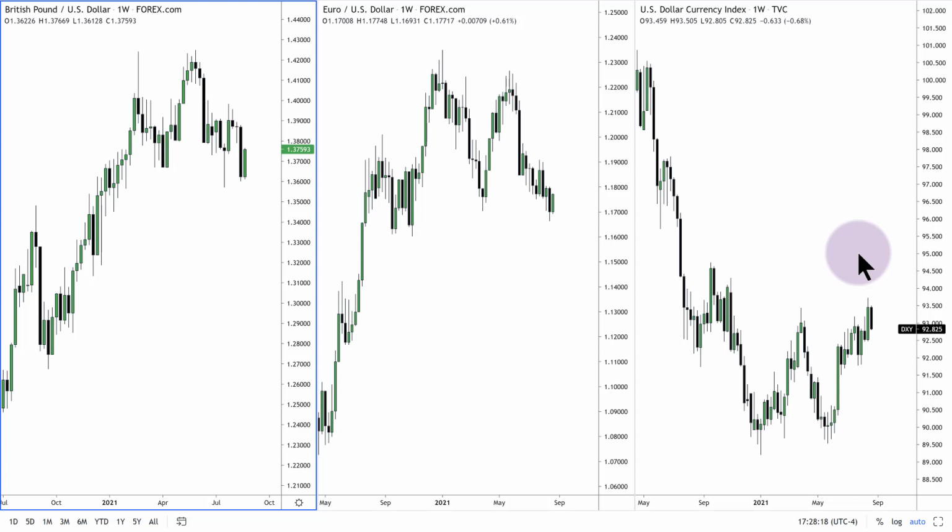They're not really doing a whole lot in the last few weeks. It's been rather boring. And that's normal for summer doldrums, but I want to see some kind of an energetic move.